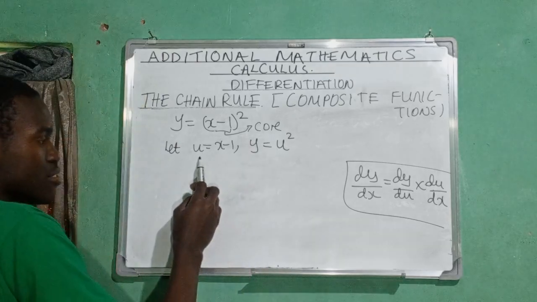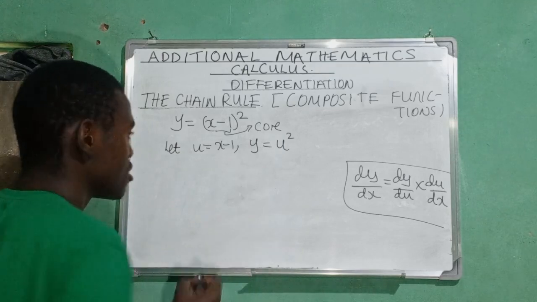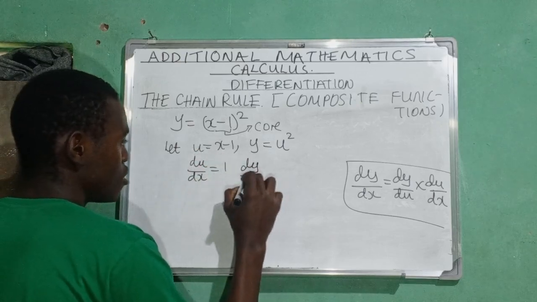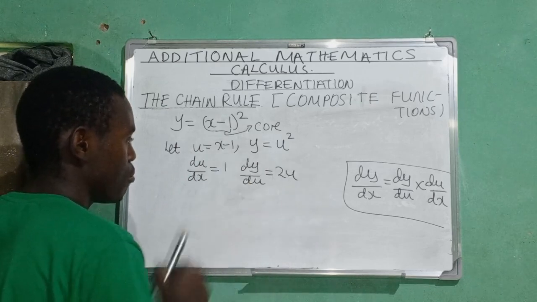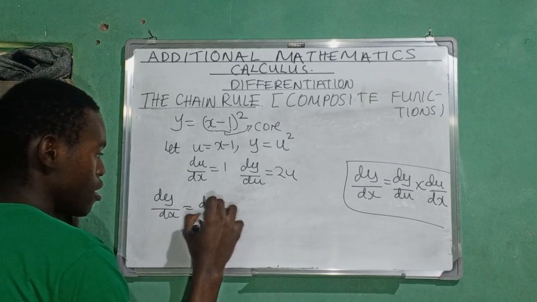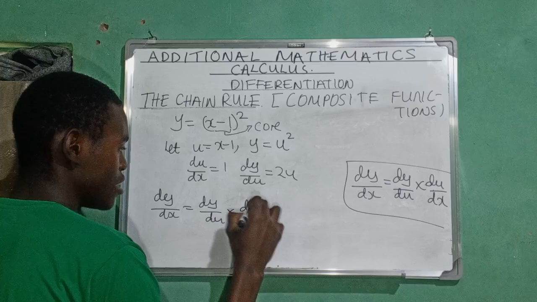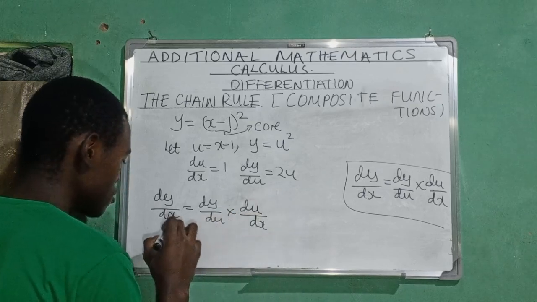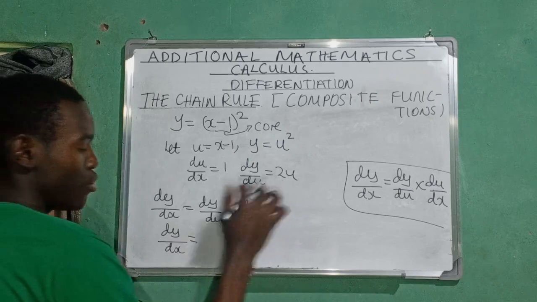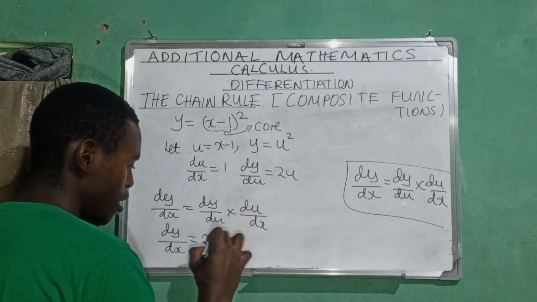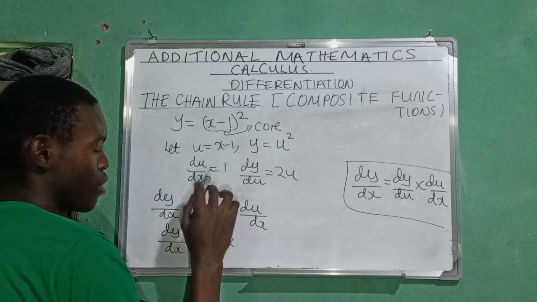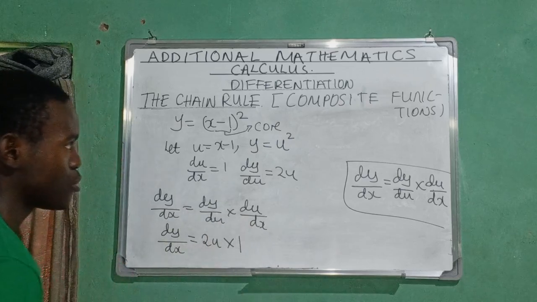So we differentiate these as two combined functions. du dx would be equal to 1, dy du would be equal to 2u. Then dy dx would be equal to dy du multiplied by du dx. dy du there is your 2u, and you multiply by du dx. du dx right there is a 1, as you can see.